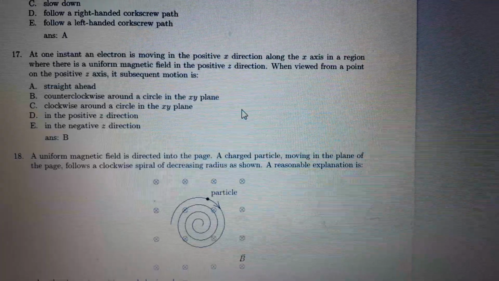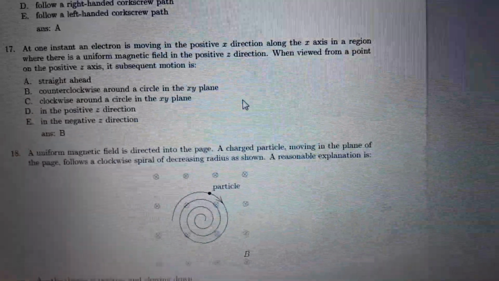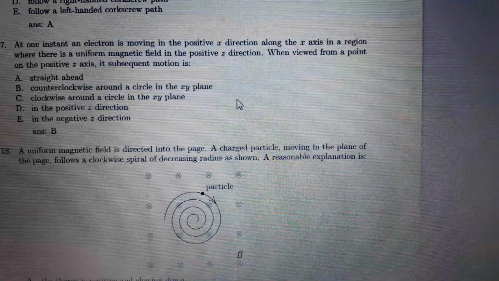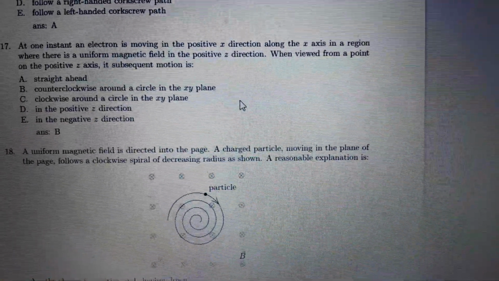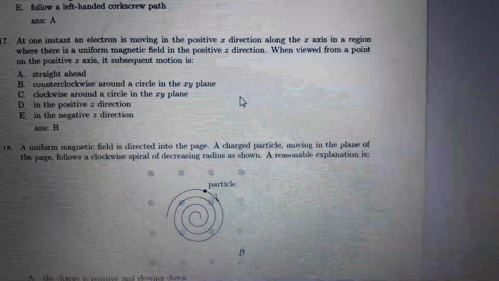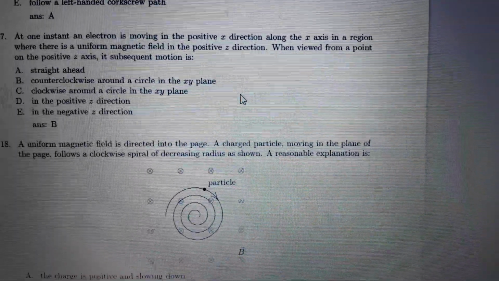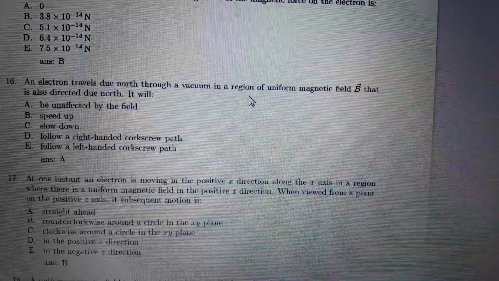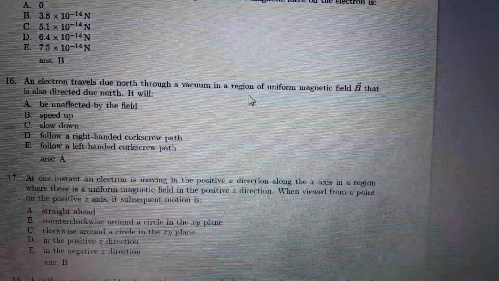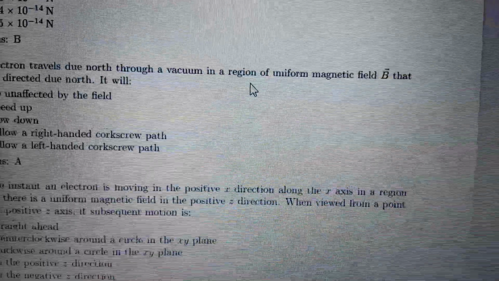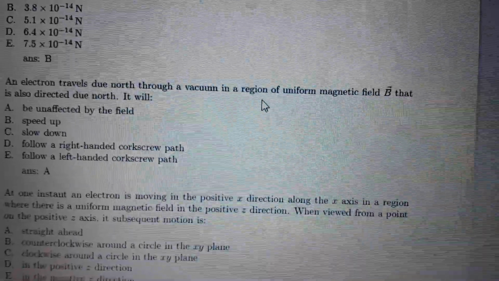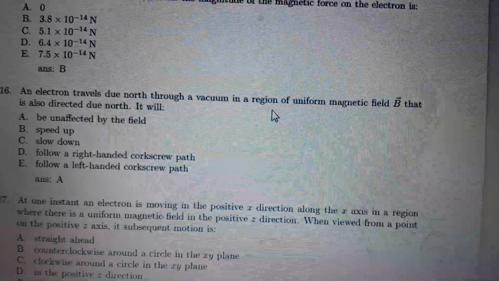At one instant, it's moving in a positive x direction in a region where there is a uniform magnetic field in a positive z direction. When viewed from a point on the positive z axis, its subsequent motion is counterclockwise around a circle in the xy plane. An electron travels due north through a vacuum in a region of uniform magnetic field that is also directed due north. It will be unaffected by the field.